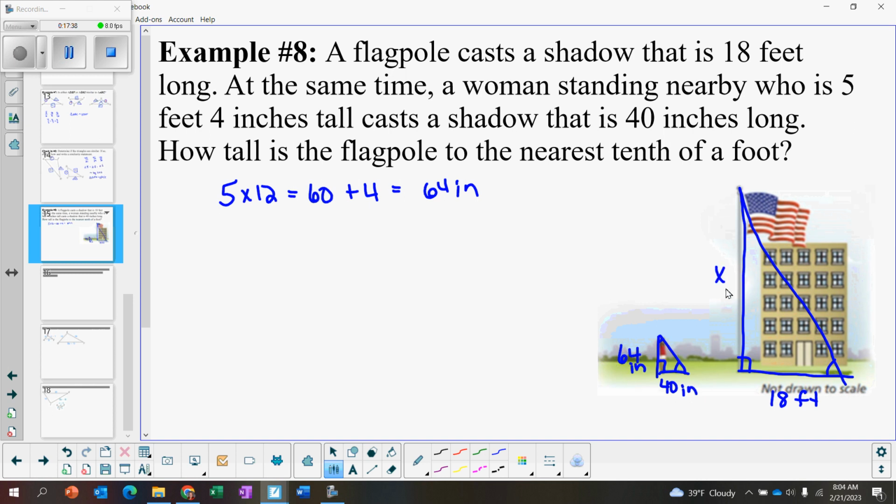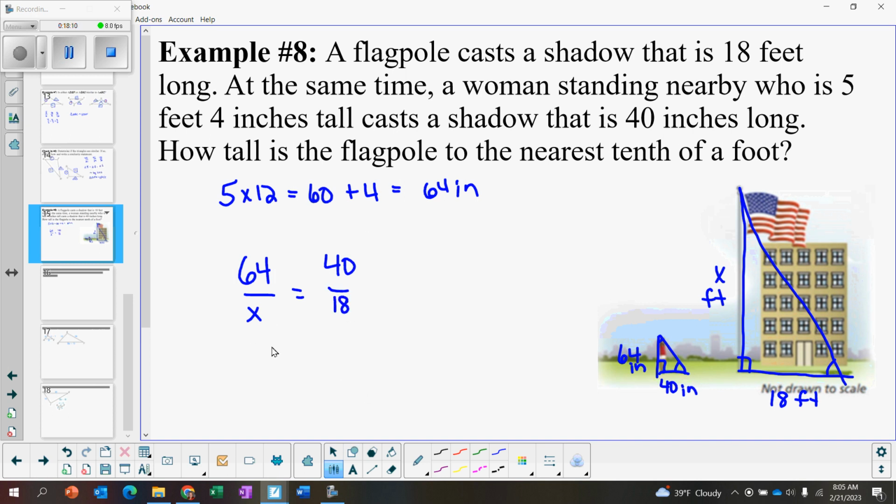We don't know the flagpole's height, but because its shadow was measured in feet, we can assume the flagpole's height will be measured in feet. So it's okay that these are different units, because I have the same 2 units in this figure and the same 2 in this one. As long as they match in that way, I'm okay. So I'm going to compare 64 to x, height to height, and then 40, the shadow, to 18.